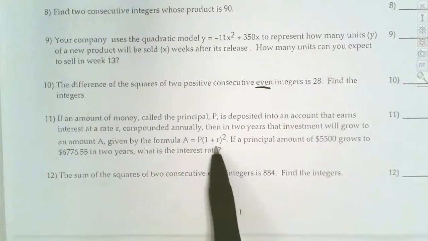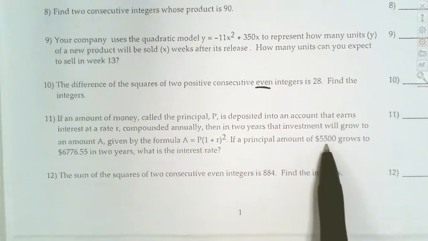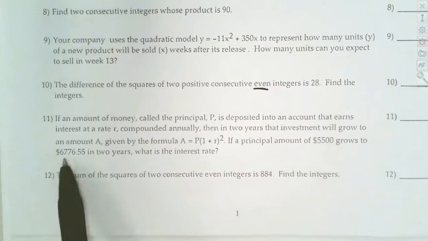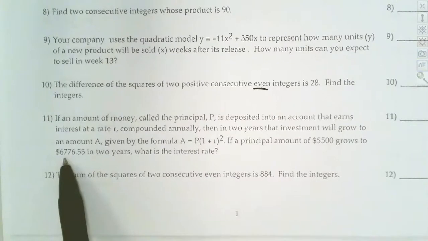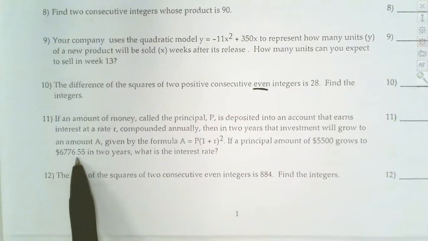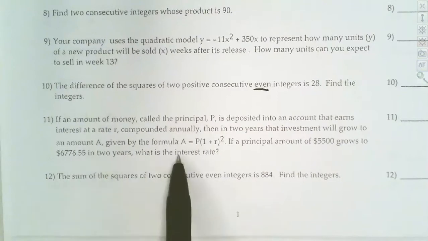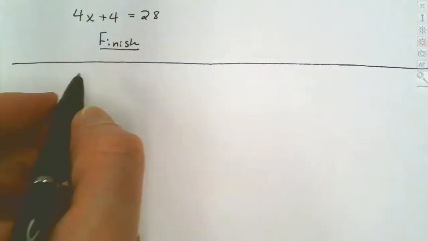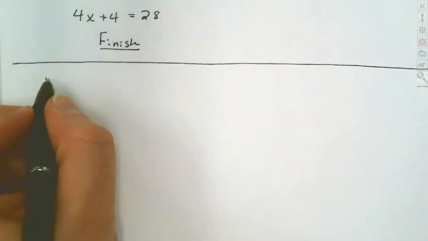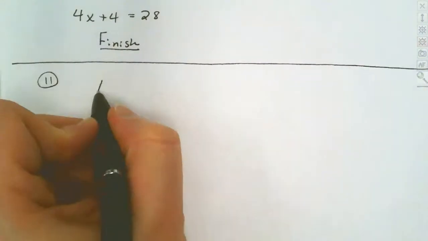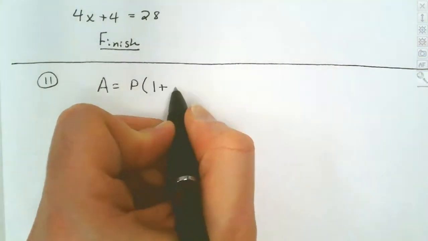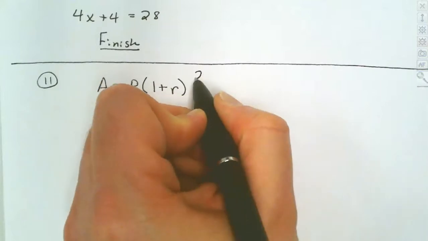Using this formula, if your principal is $5,500 and it grows to $6,776.55 in 2 years, what was the investment rate? So we need to make sure we know what is what. So here's our formula, which is A equals P times 1 plus R quantity squared.